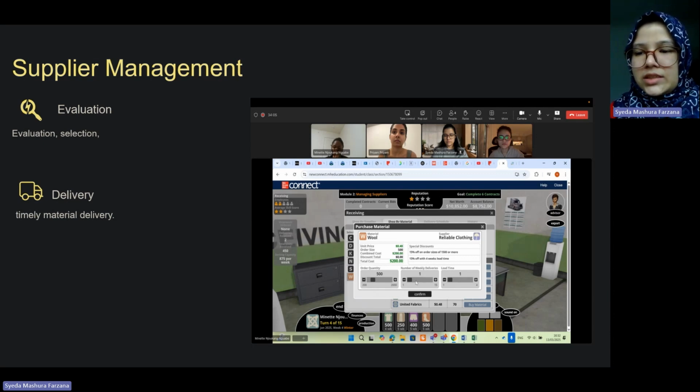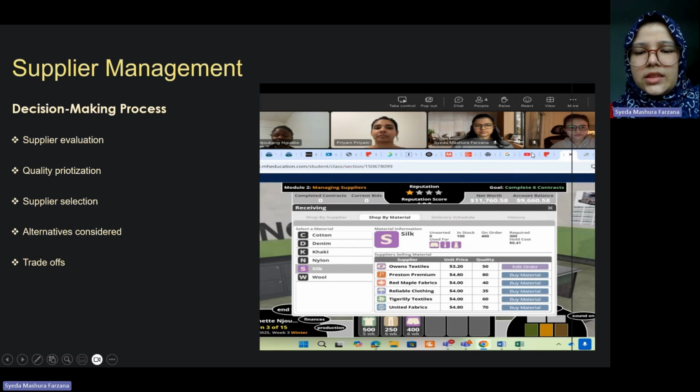Our next slide is about the decision making process. In this process, we needed to source silk. Here we focused mainly on quality because it was our top priority to minimize defects and production errors. While we considered multiple suppliers, we selected Owens Textile because they offered a fair price and consistent quality.